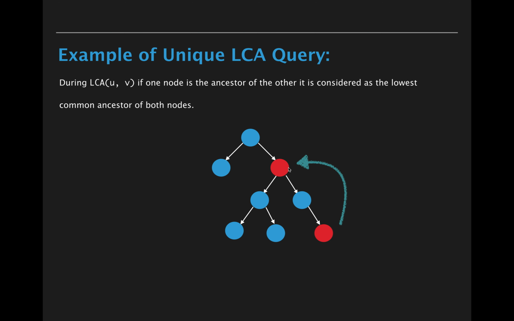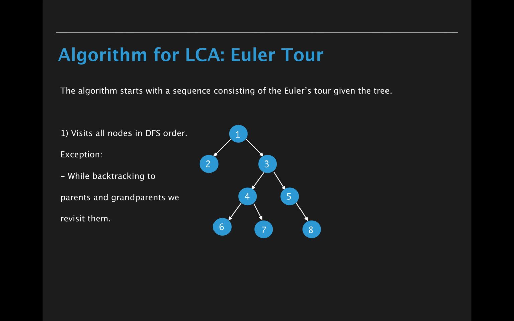So these two nodes, this node actually is the lowest common ancestor of this node. We cannot include this node as a lowest common ancestor because it is only an ancestor for one of the nodes. For the other node, it's actually a child. So that's an example of one unique LCA query.